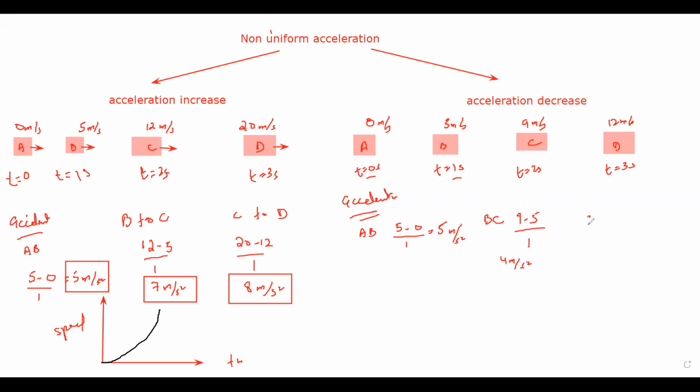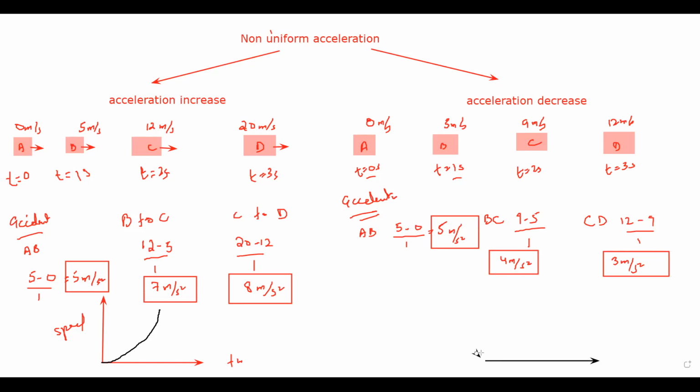And when we calculate acceleration from C to D, the change in velocity is 12 minus 9 divided by 1, so that is equal to 3 meters per second squared. So even though the speed is increasing, the change in the speed is decreasing, that's why the acceleration is decreasing. So the graph which explains this motion, what will be the shape of the graph?